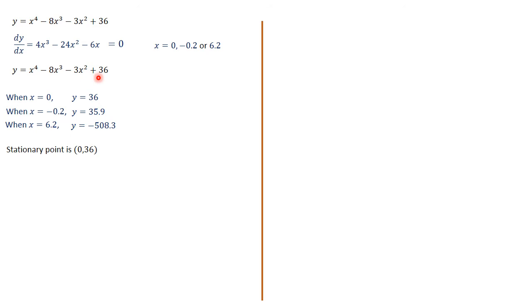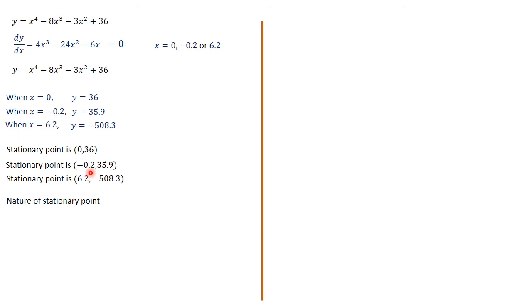So those are the 3 stationary points. The first one is 0, 36, the second one is negative 0.2, 35.9, the third one is 6.2, negative 508.3. Okay? Those are the stationary points that we have. But we have some task to accomplish to look at their nature.